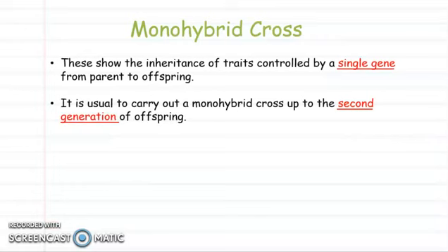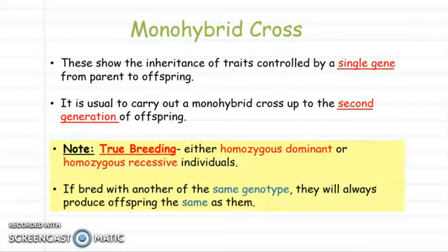Now, a monohybrid cross shows the inheritance of traits which are controlled by a single gene from parent to offspring, and it's usual to carry out a monohybrid cross up to the second generation of offspring. Something of note, true breeding is the expression we use to describe either a homozygous dominant or a homozygous recessive individual. If these are bred with others the same as themselves, they will always produce the same genotype in the offspring generation after generation.